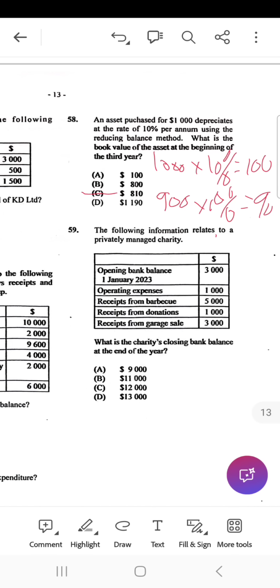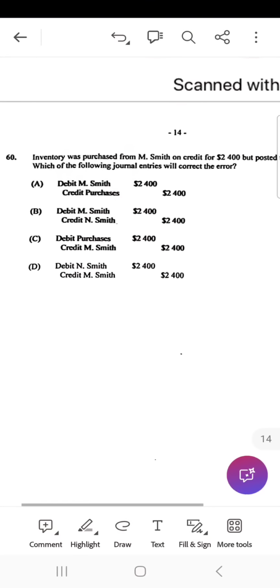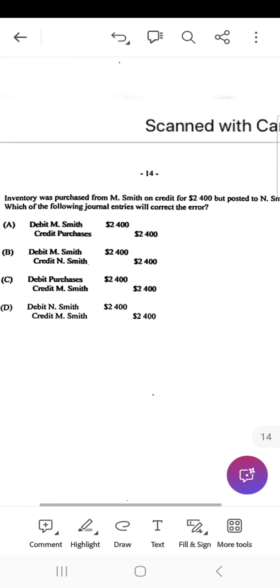Number 59, they want to know what is the charity's closing bank balance at the end of the year. So the opening balance was $3,000. Received receipts from barbecues, receipts from donations, and receipts from a garage sale. So that's 9,000 in receipts, and then one payment of 1,000. That 9,000 in receipts would have raised the opening bank balance to 12,000, and then that 1,000 in operating expenses would have reduced it to 11,000. So 59 is B.